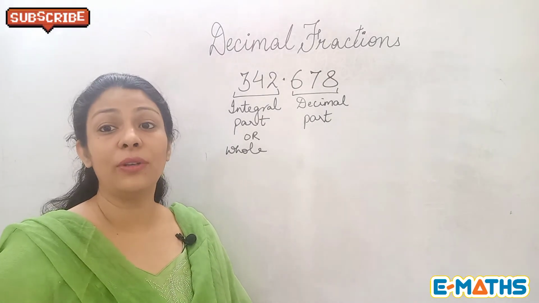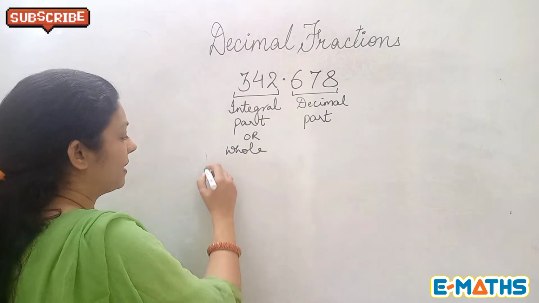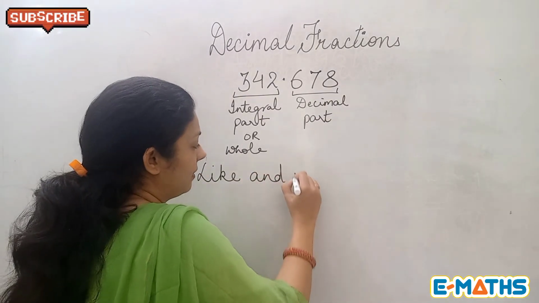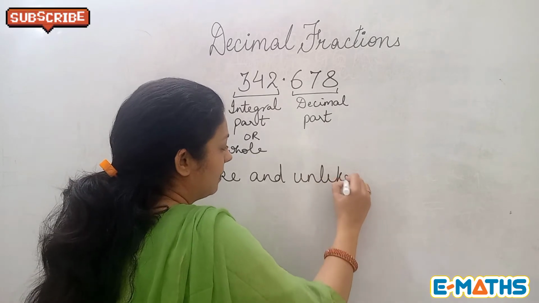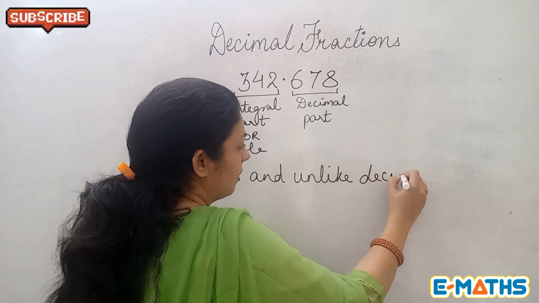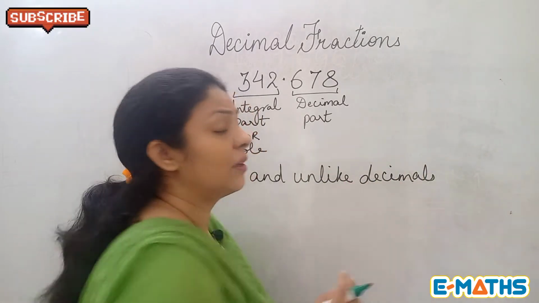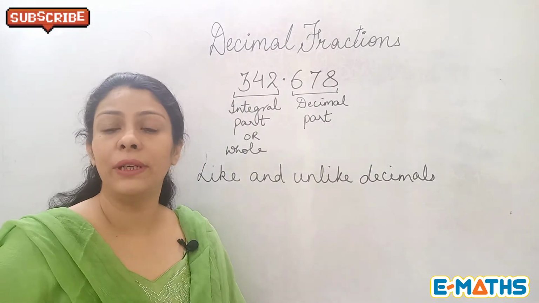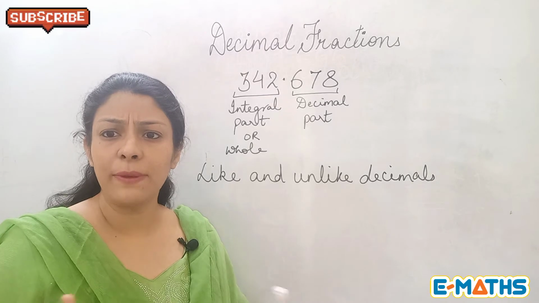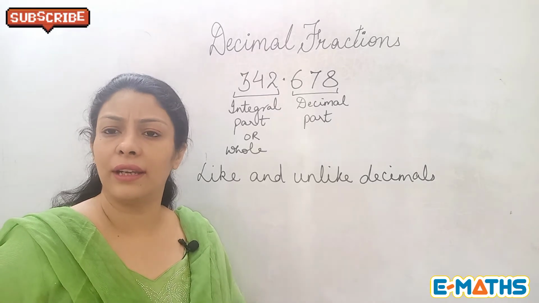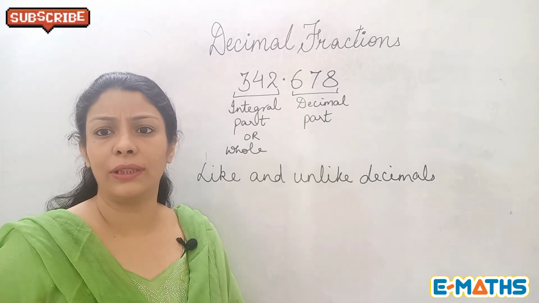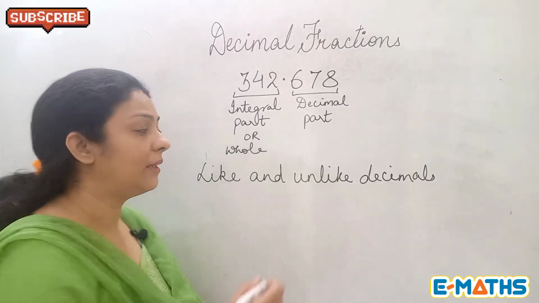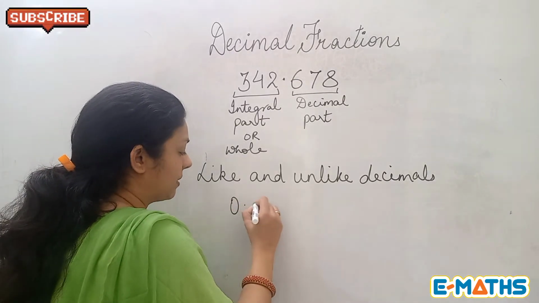Now let's talk about like and unlike decimals. We have studied about like and unlike fractions in which the denominators have to be the same. Now you must be wondering, how can we write like and unlike decimals? How can we make out whether they are like or unlike? For that you just need to see the decimal places of the numbers.